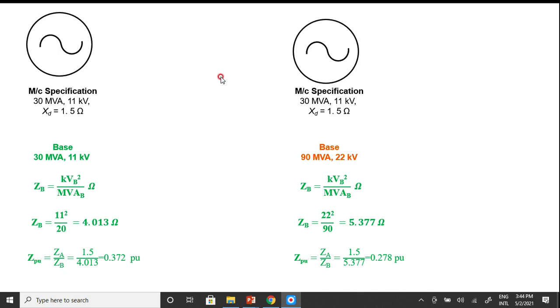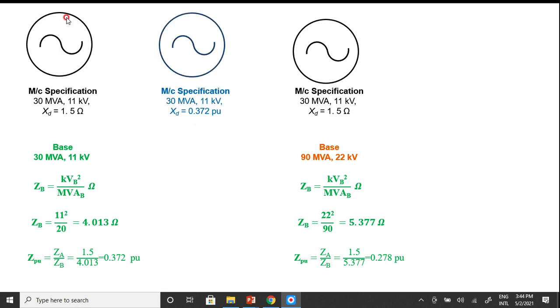Now the next step: instead of specifying the machine with XT equal to 1.5 ohm, I am specifying this reactance as 0.372 per unit. Directly I am writing 30 MVA, 11 kV, XT equal to 0.372 per unit. The meaning of this 0.372 per unit is that it is the per unit value of the machine based on its own machine rating. It is based on its own machine rating, means the base quantity in this case is 30 MVA, 11 kV by default. Okay, that you have to remember.